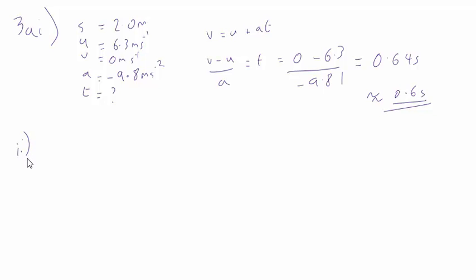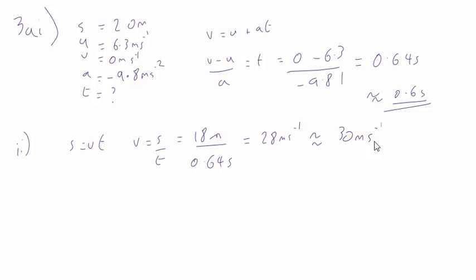For part 2, we're to use this answer and the diagram to show that the horizontal component of velocity is about 30 meters per second. Well, for this we can use distance is speed times time, which only works when there's zero acceleration. So speed is distance over time. In this case it travels 18 meters in 0.64 seconds, which is 28 meters per second, or around 30 meters per second as required.